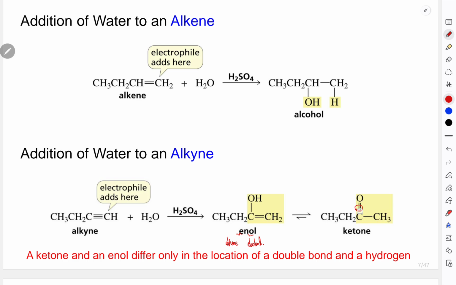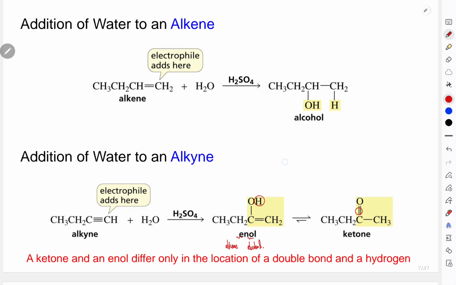And also, if you think about the location of the hydrogen, in the enol form you have the hydrogen attached to oxygen. That's why you have the alcohol in the first place. But in this case, you have the hydrogen on this carbon. So again, ketone and enol in this tautomerization differ in the location of the double bond and hydrogen. And we'll learn about the mechanism for this tautomerization in the next slide.